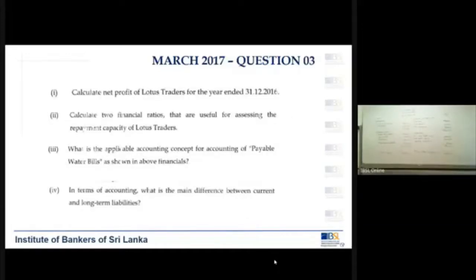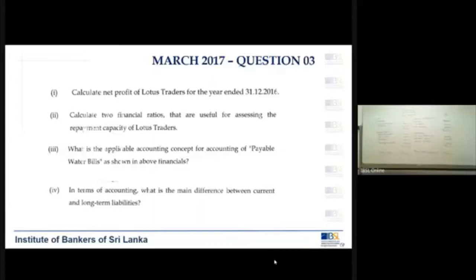Part 1. So there are 4 parts, which means you have 20 marks for this question, and each part will have 5 marks. So this is a real exam question that came in March 2017, right? Just look at it. Part 1. Calculate net profit of Lotus Traders for the year ended 31st December 2016.